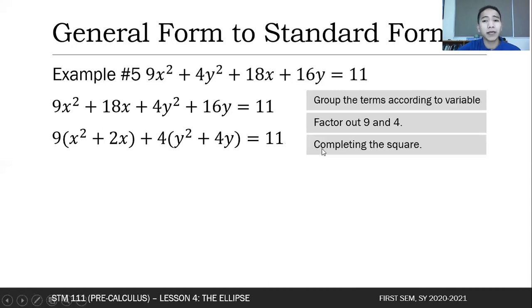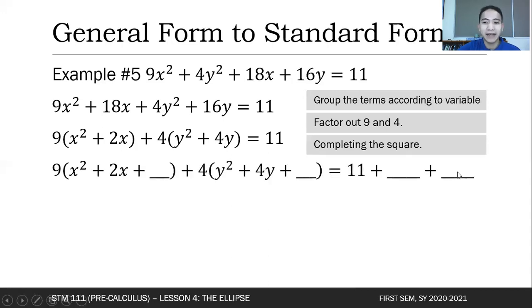Next, what we will be doing is completing the square. So magdagdag tayo ng mga blanks. Parang ganito. Yan. And we will complete the square. When we complete the square, again, what we add here is 1/2 of the middle coefficient squared. So this is 2. Half of it is 1 squared, 1. So magdadagdag din tayo sa kabila para fair. But this time, ang idadagdag natin sa kabila ay 9 times 1. Kasi we added 1 sa loob, pero may 9 sa labas.